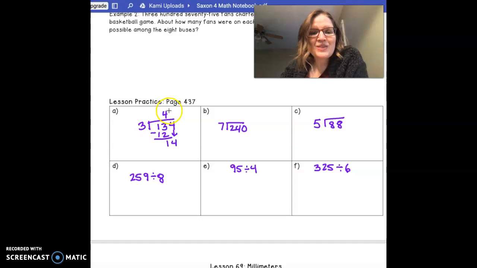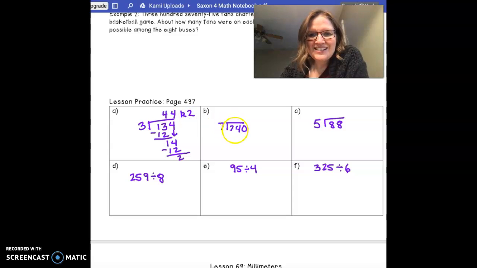3 can go into 14, excuse me. 4 times 3 is 12 again. We subtract, we have 2, our remainder is 2.